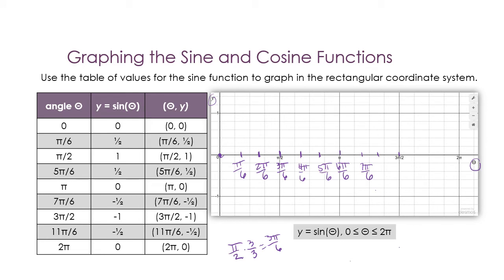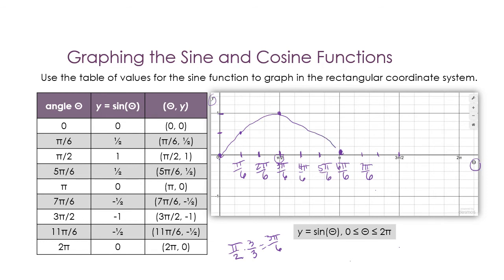So let's start graphing with what we know. So we've got the 0, 0, and then we have pi over 6, 1/2. So if this is 1, 1/2 is going to be halfway through. And then pi over 2, which is right here, 1. And then 5 pi over 6, 1/2. And then at pi, I'm at 0.